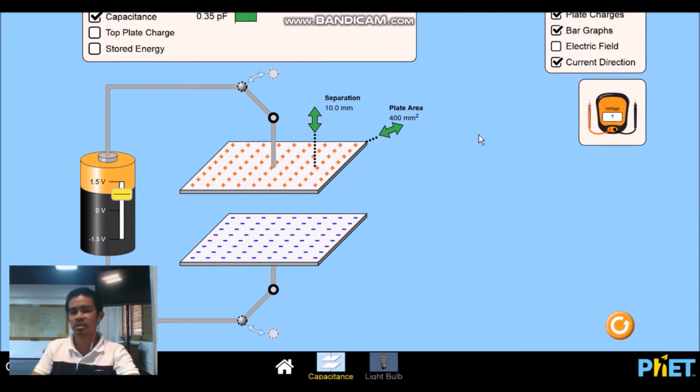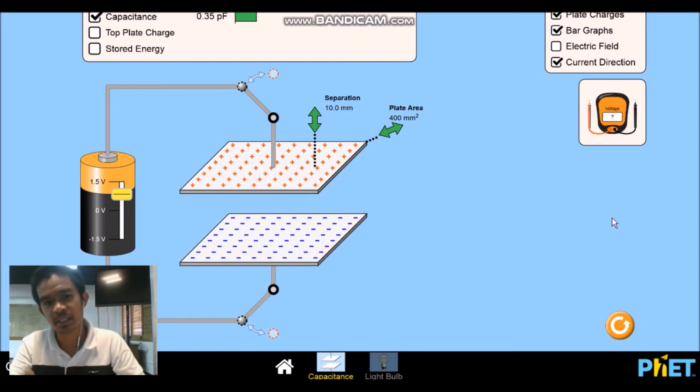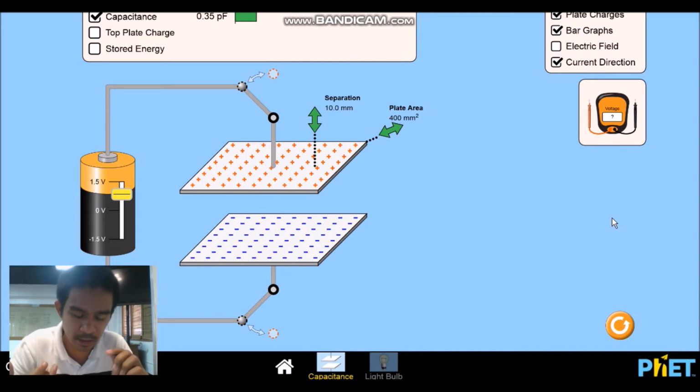So what are the factors affecting the capacitance of a capacitor? One is size and shape. Next is the surface area. Third is the distance between these two charged plates. And the last one is the substance found between the two plates. It can be an insulator, a good insulator, the best insulator.